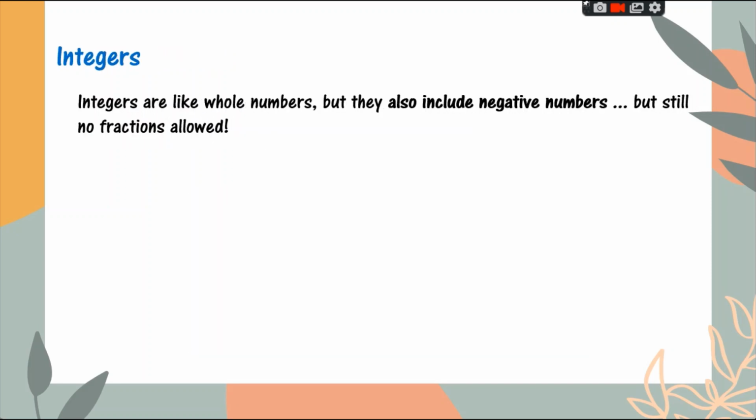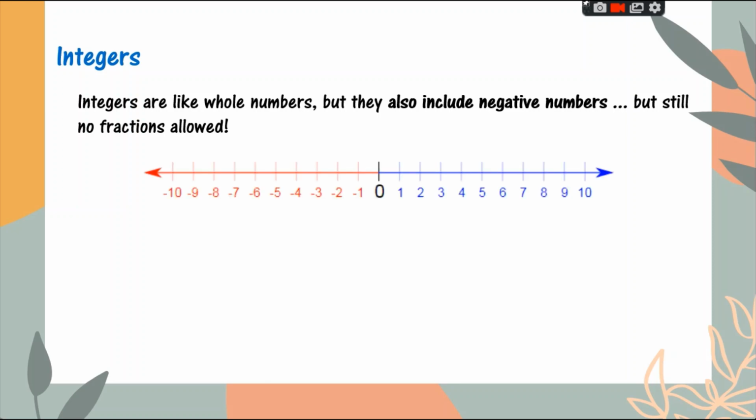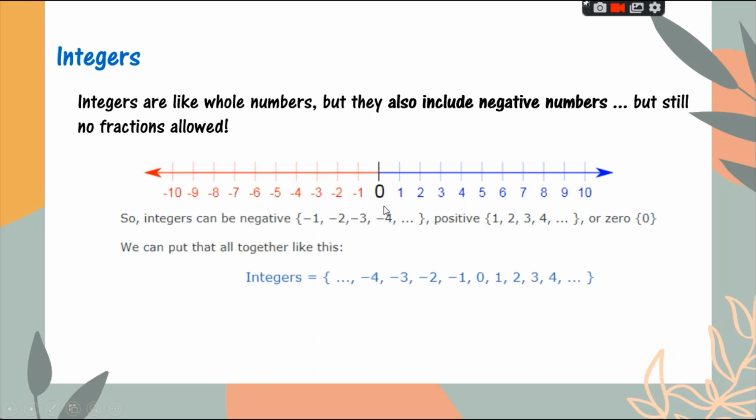Next is integers. Integers are whole numbers, but they also include negative numbers. But still, no fraction is allowed. So here are some examples of integers. Integers include positive numbers, 1, 2, 3, 4, 5, 6, 7, 8, 9, 10, and also negative numbers, or numbers less than 0. Integers can be negative, positive, or 0.